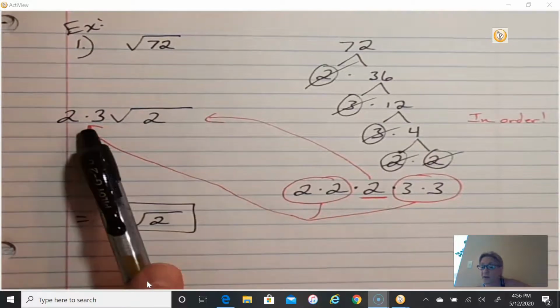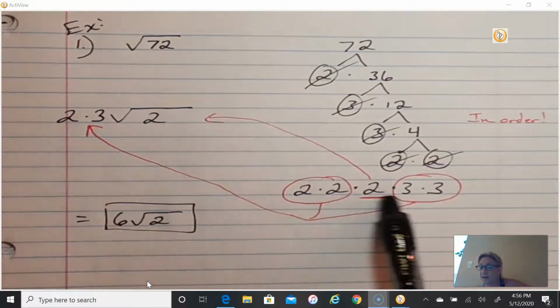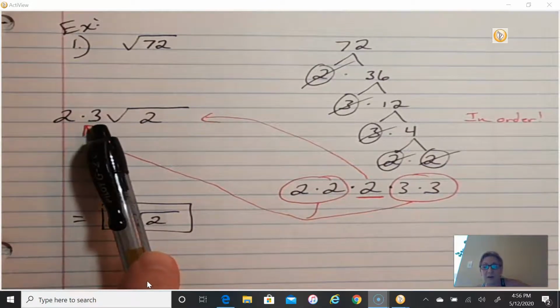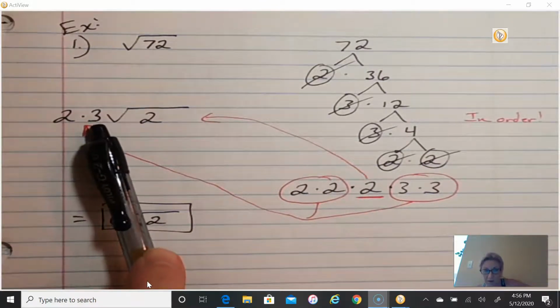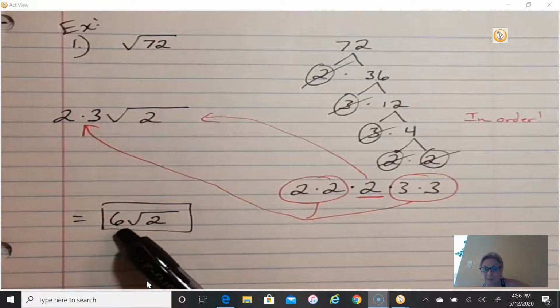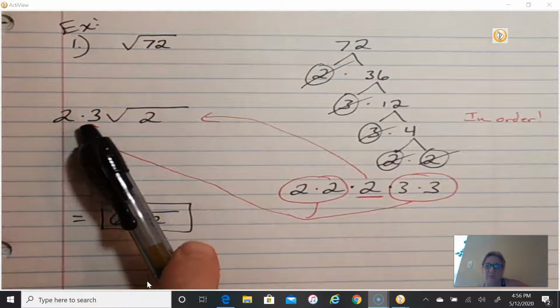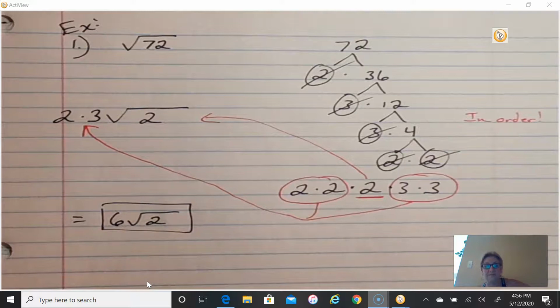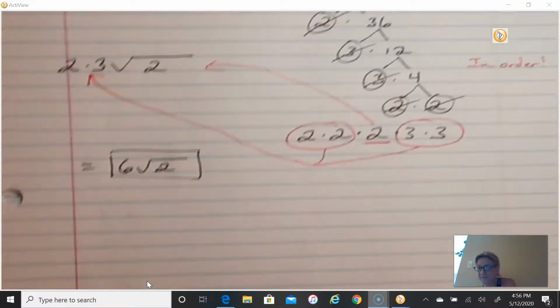So one 2 from here goes on the outside, and one 3 goes on the outside. Guys, if you give me 23, it is wrong. It's 2 times 3, 6. Don't give me 23. Some of you are going to do that. Don't do it. And then you just bring that down. Okay, let's do another.